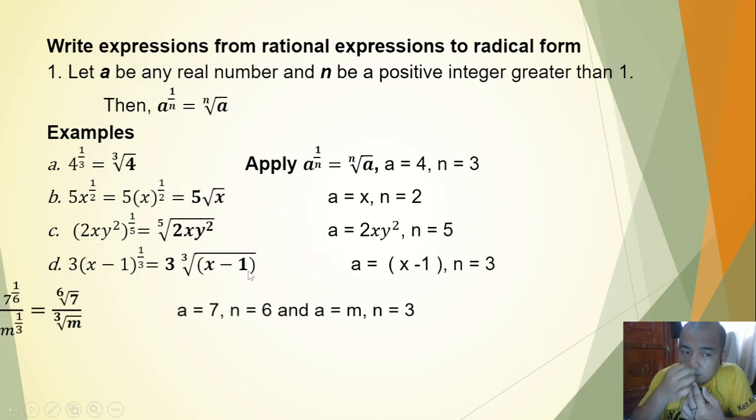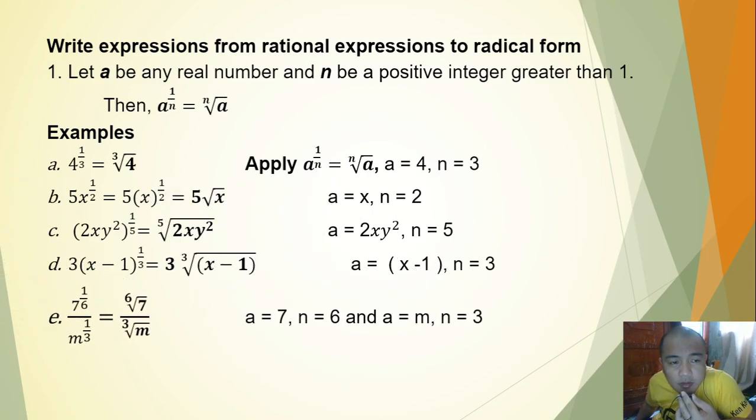We have also here letter E, 7 raised to 1/6 all over m raised to 1/3. So this means that if we raise 7 to 1 over 6, it is actually equivalent to the 6th root of 7. M raised to 1/3 is the cube root of m.